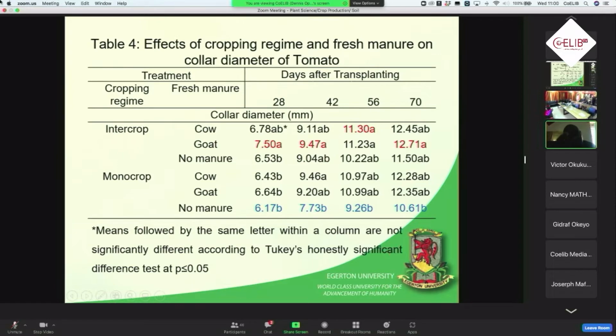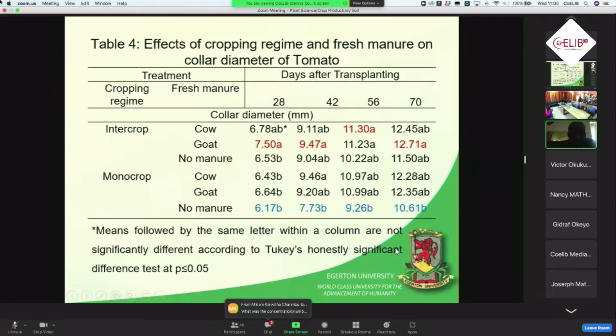The case also applies to the collar diameter, whereby where we had no manure, the plant collar diameter was smaller compared to where we had either the crop, and also where we had the fresh manure.